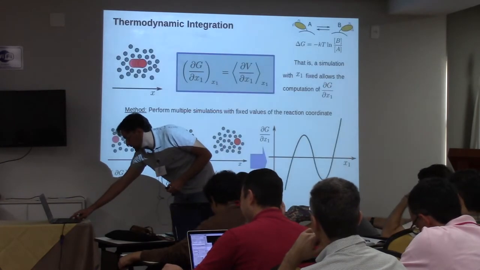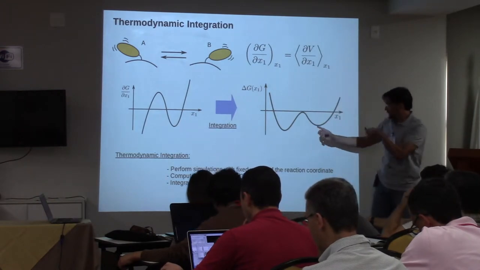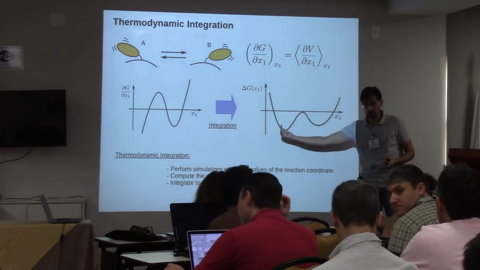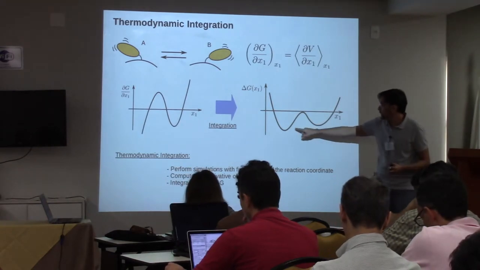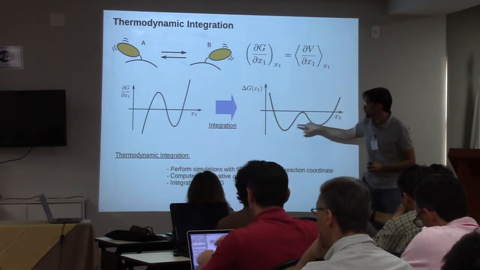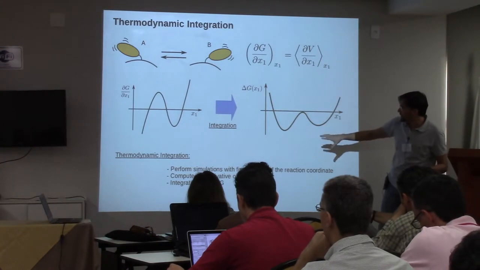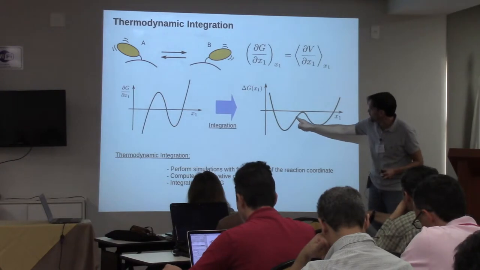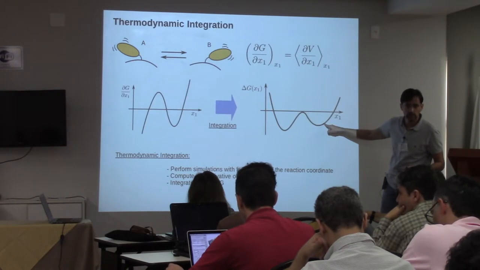Just going back a little bit. Our goal is to solve a practical problem: our simulation does not spontaneously sample all these states. The simulation may be trapped here, or may be trapped here, and in a single simulation we cannot sample all the possible states in their correct relative probabilities, because we don't have enough computer time. We solved this problem, in this case, by performing simulations forcing the system to have the reaction coordinate fixed at each of these values. This is how we have solved this problem in this case.